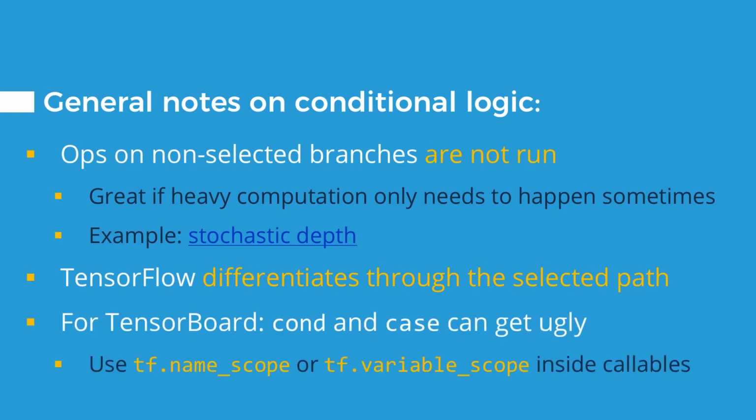And then just as a TensorBoard specific note, when you're viewing these things in TensorBoard, the logic can get ugly. It doesn't by default add a name scope to each case statement, and it doesn't add one to the true side or the false side. So make sure that you add a variable scope or a name scope inside of your callable functions in order to keep that clean in TensorBoard. Cool.